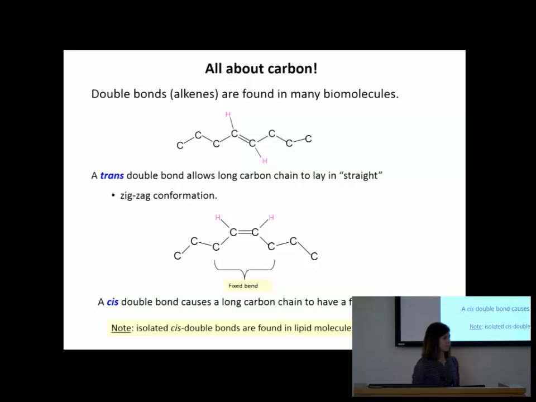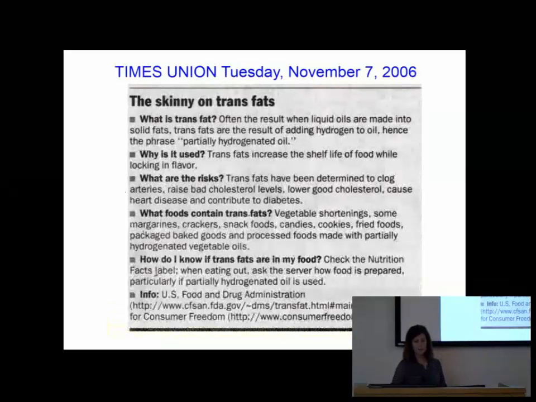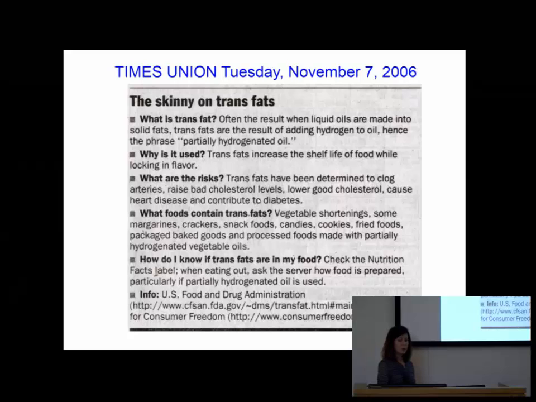So luckily, we have outlawed trans fats. This is from a long time ago, but this is after we've really said, okay, no more trans fats. But where do we get them? We want them in some of our foods because it adds shelf life and it makes them super yummy. They taste really good.